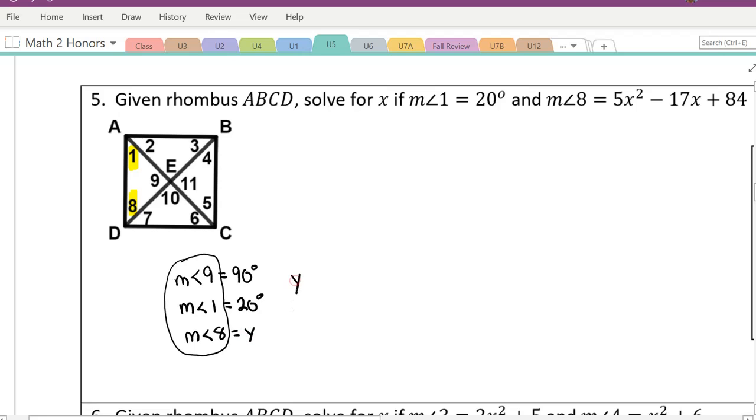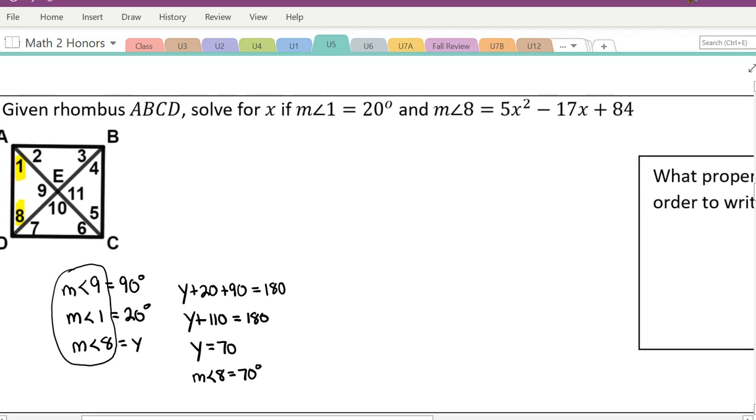So y plus 20 plus 90, those are the 3 angles inside of that triangle, ADE. We know that the 3 angles inside of any triangle have to add up to 180. So y plus 110, I just add the 20 and 90, is 180. And then if I subtract 110 from both sides of the equation, I get y is 70 degrees. Which means that the measure of angle 8, that's what I was trying to figure out, is 70 degrees. Okay.